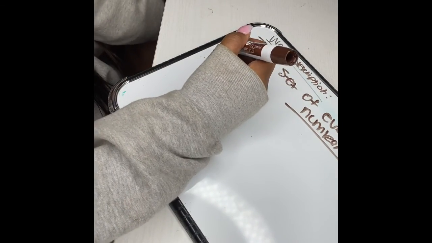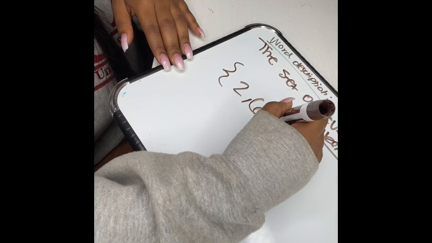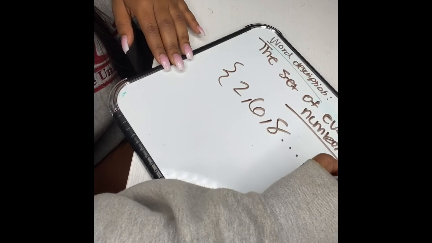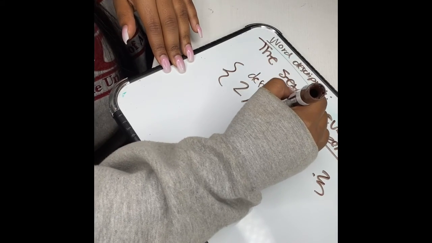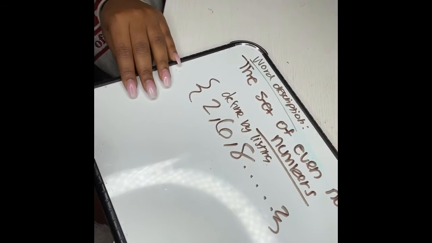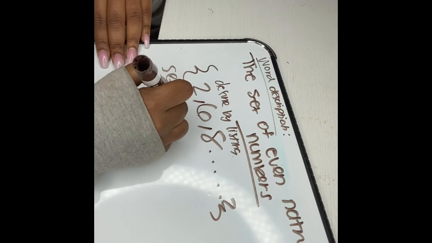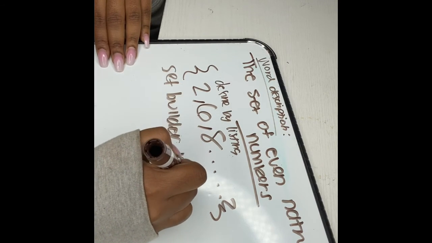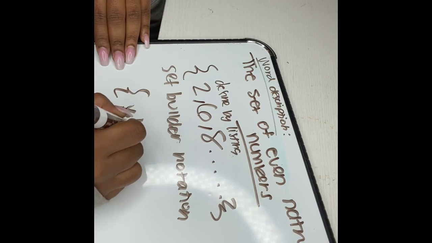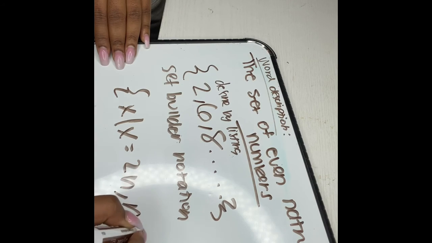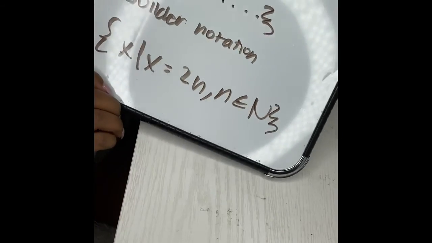To define something by listing, you just do the brackets, and then it's like 2, 4, 6, 8, and so on. And that's how you define by listing. And to do set builder notation, you would do something along the lines of this.